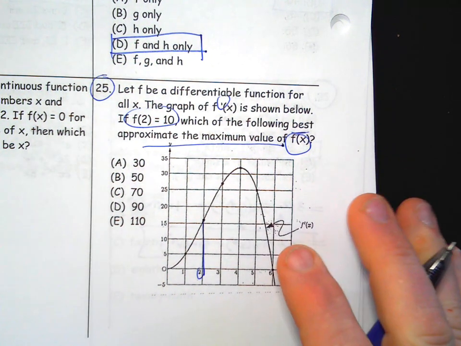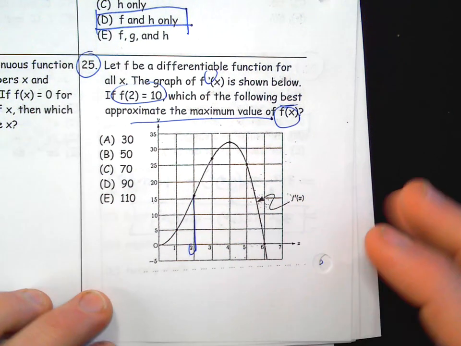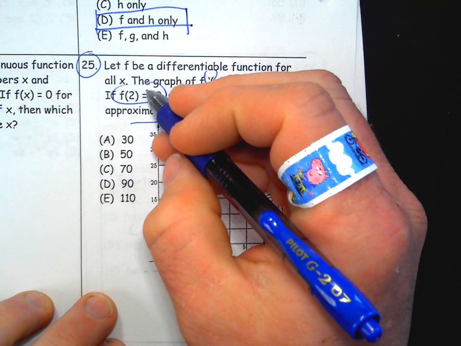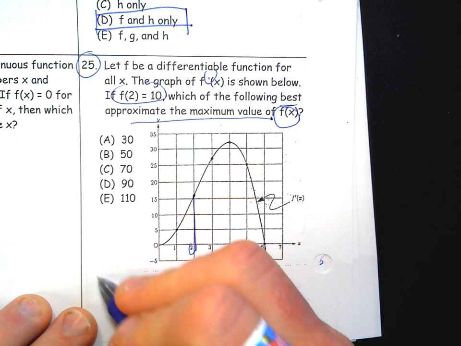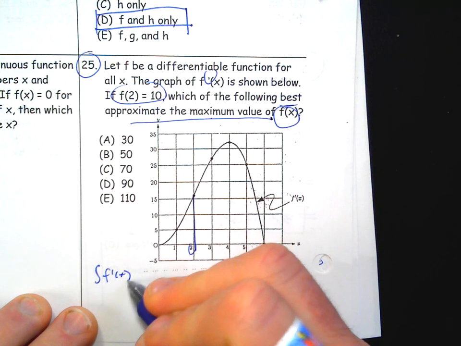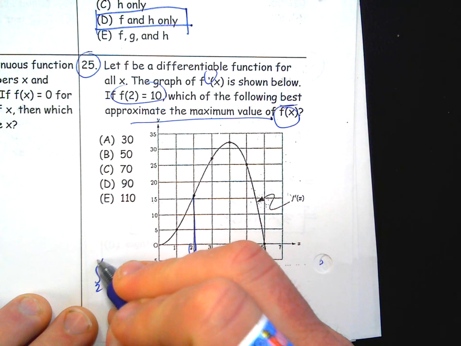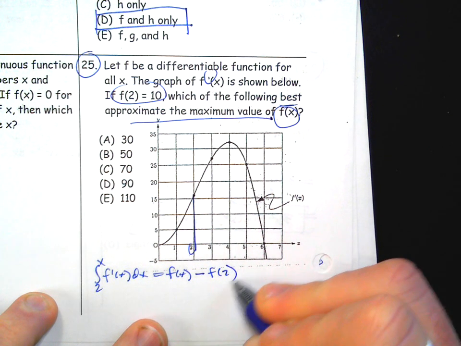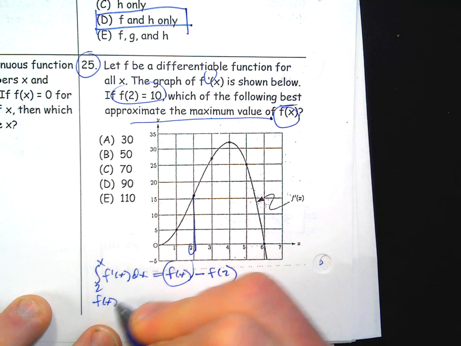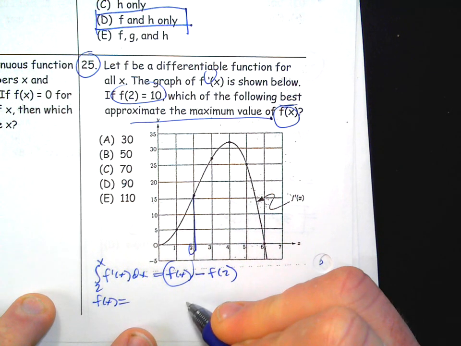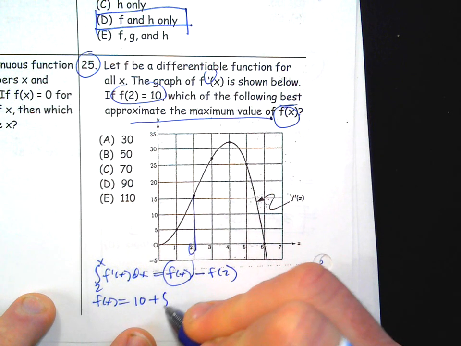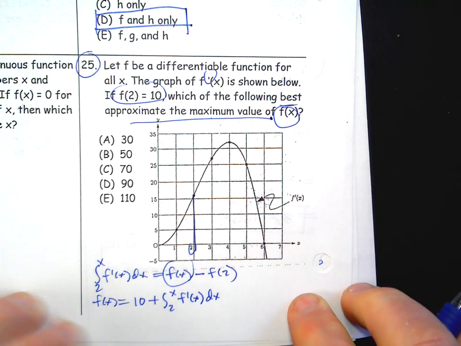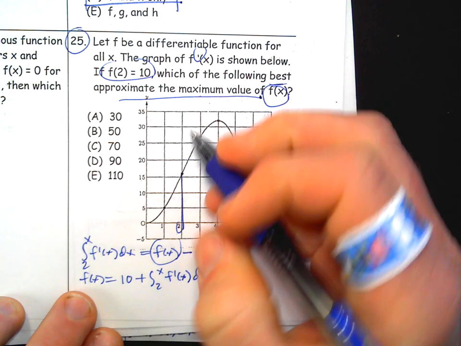I'm thinking of the fundamental theorem of calculus, because we have information about the derivative but we don't have the function, and we have a point and want another point. If you integrate f prime of x dx from 2 to x, you're going to get f of x minus f of 2, and that's what we're looking for. So f of x equals f of 2, which is 10, plus the integral from 2 to x of f prime of x.